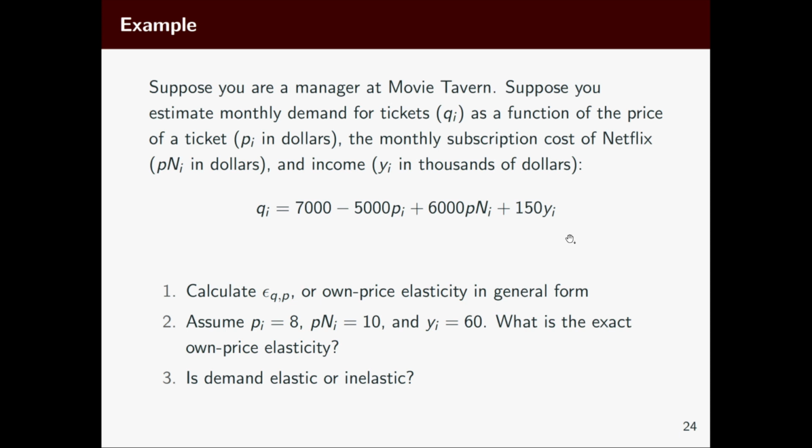And then income, obviously. So if your income changes, that's going to affect how many tickets you're going to buy over a given month at Movie Tavern. Okay. So given this, we should be able to calculate own price elasticity. If we assume some numbers for the price of a ticket, the price of Netflix, and income, we can estimate the exact own price elasticity at some given level. And then we can answer the question whether demand is elastic or inelastic.